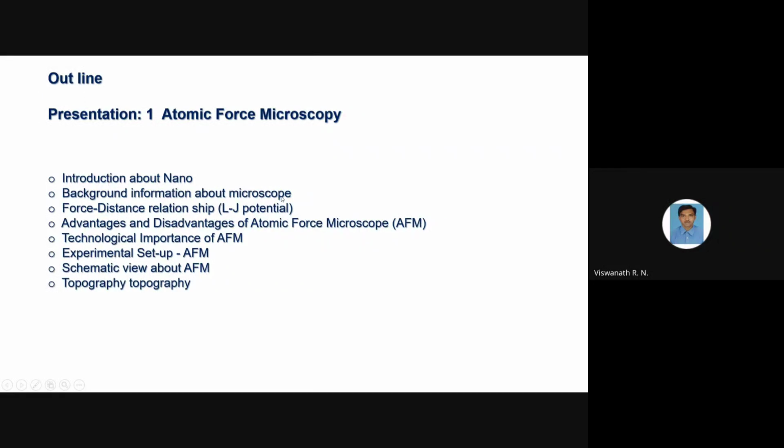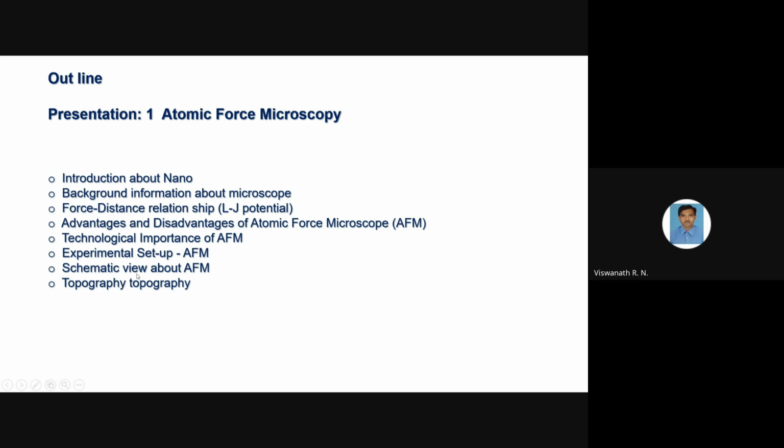Background information about the microscope. So the basic information or basic concept which we are using in the atomic force microscope. Here is a force distance relationship, LJ potential is very important. Then advantages and disadvantages. Then the technological importance, all covered in 1 hour.